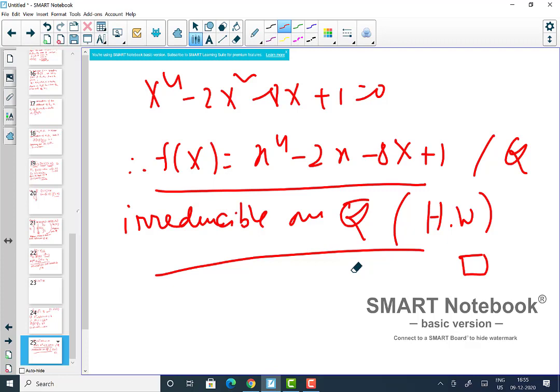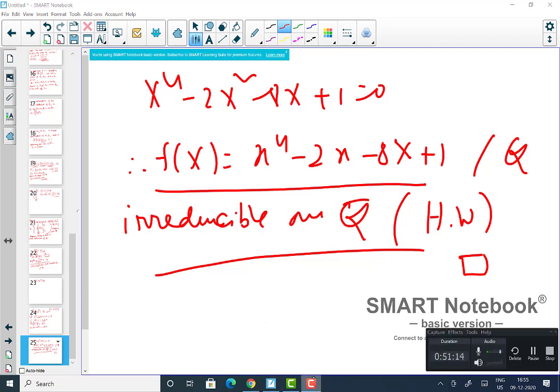Okay, so I will stop here for today's lecture. In my next lecture, I will talk a little bit more about how to find, for example, algebraic closures and other things. Okay, so I'll stop here now.